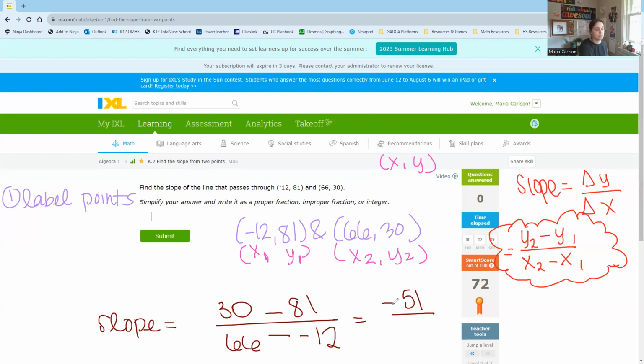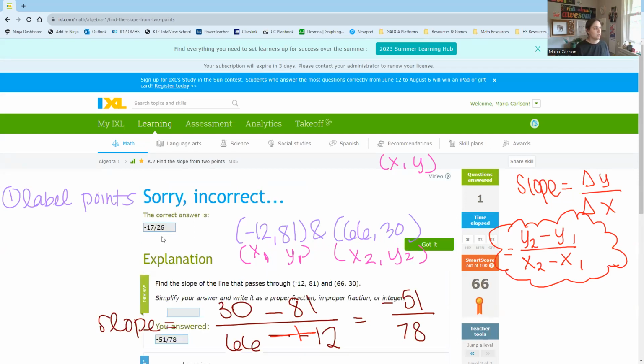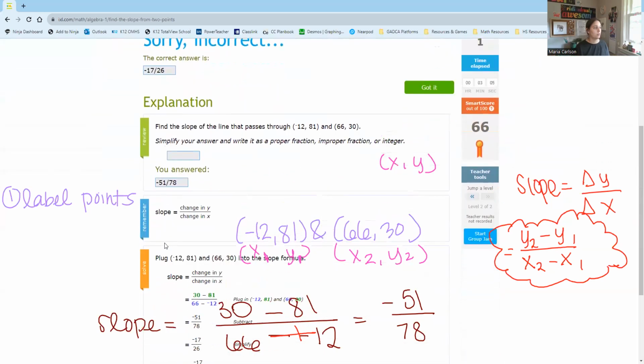And then 66 minus -12, well, really, this is the same thing as 66 minus a negative is a big old plus sign. And 66 plus 12 is equal to 78. So my slope is equal to -51 over 78. So I'm going to type in -51 over 78 and hit submit. And I got it wrong.